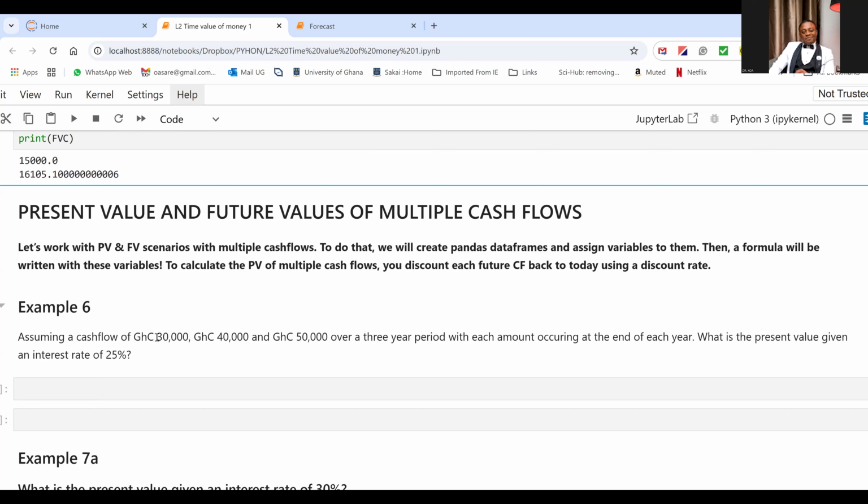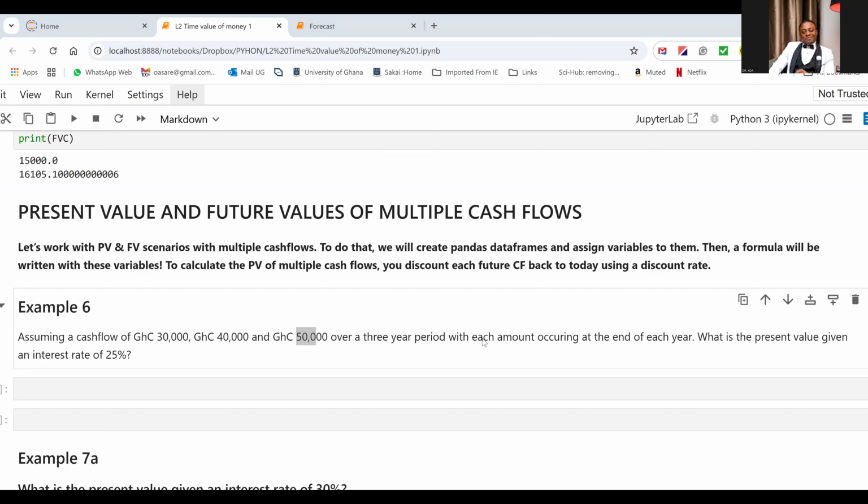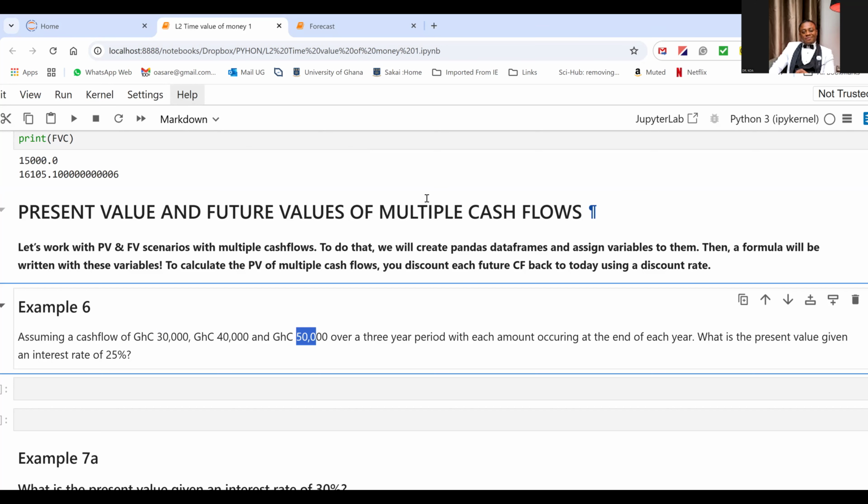So let's take an example. Assuming a cash flow is 30,000 Ghana cedis, you have another 40,000 Ghana cedis, you have another 50,000 Ghana cedis over a 3-year period, with each amount occurring at the end of the period. So at the end of the first year, you have a cash flow of 30,000. At the end of the second year, you have another cash flow. At the end of the third year, you have another cash flow. What is the present value of these cash flows, given that you have an interest rate of 25%? This is similar to the one that I did.